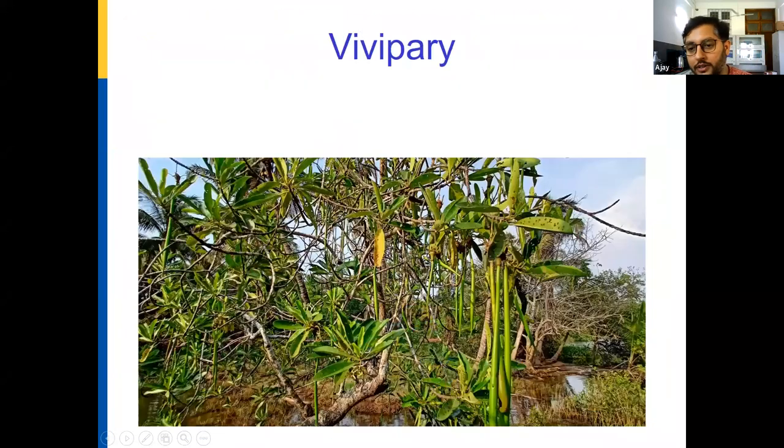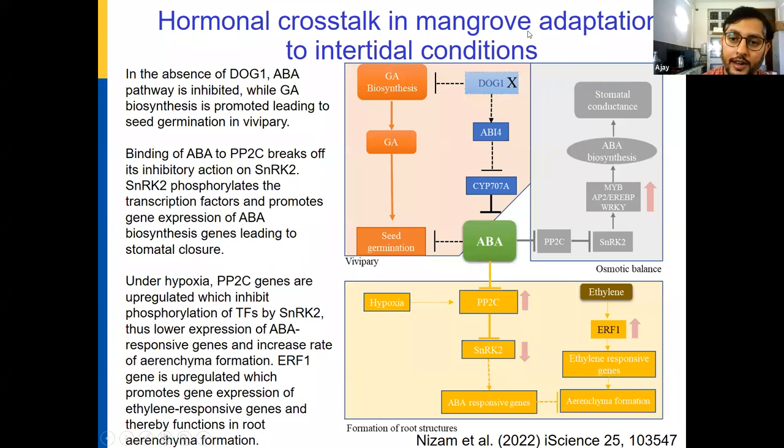So see, all these mechanisms are linked. There is a hormonal crosstalk between these different mechanisms. Under hypoxia, which means when there is a lack of oxygen, there is a formation of aerenchyma in the root. Aerenchyma formation means the formation of air spaces in the root. Under hypoxia, these PP2C genes are upregulated, which inhibit the phosphorylation of transcription factors by SNRK2, and thus lower the expression of ABA responsive genes, and that will increase the formation of aerenchyma.